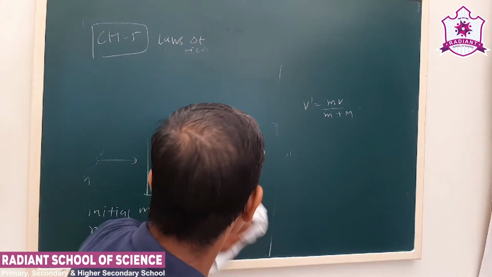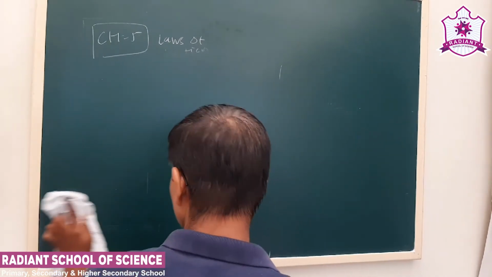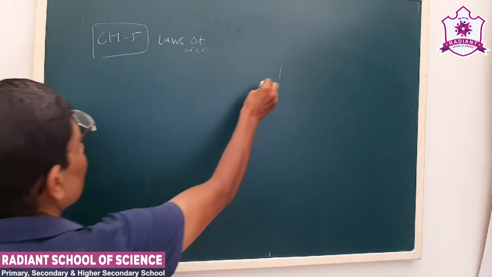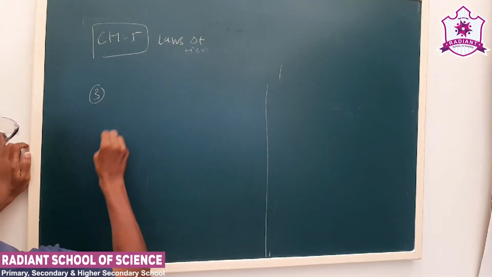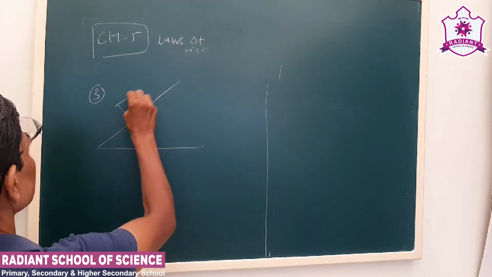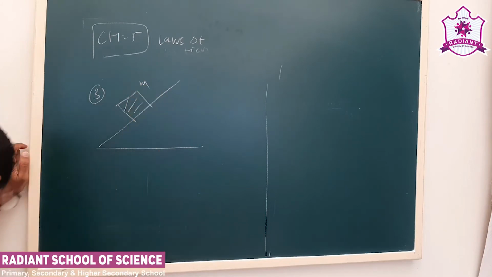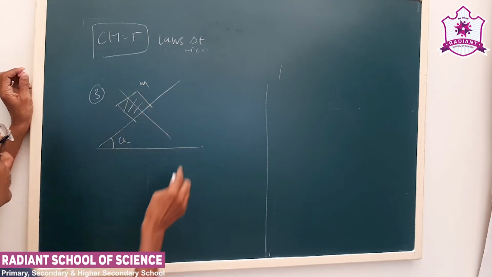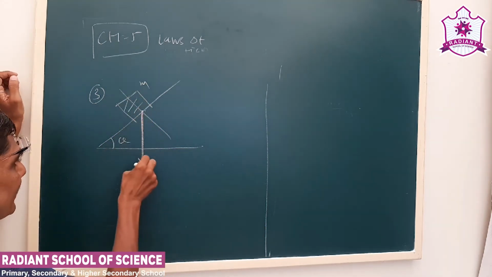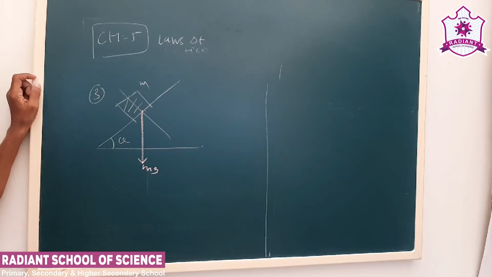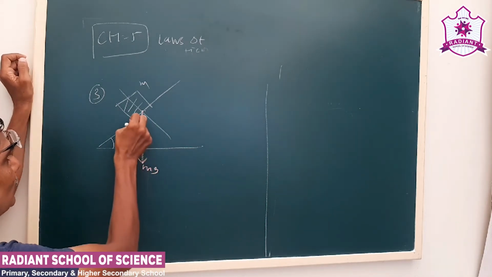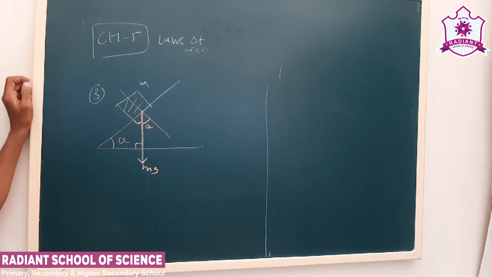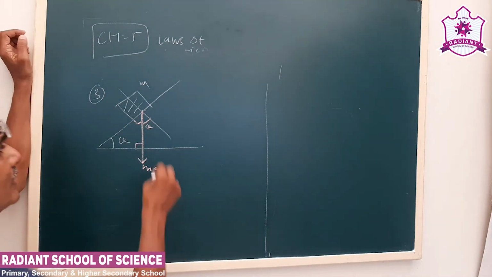Okay, now see the next MCQ. See, a block of mass m on an inclined plane, the inclination is theta, sorry. What is the normal force exerted on the block? Now see here, the weight is mg. I have explained earlier, this angle is 90 minus theta, so this will be theta. Now what are the components of the force mg?